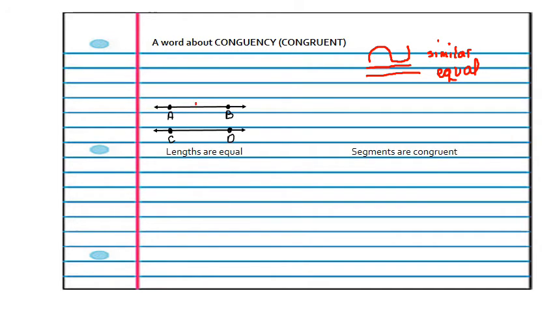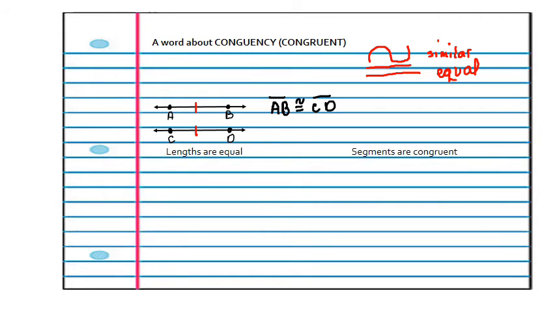Now, when two things are congruent to each other, we use little tick marks to signify that things are congruent. So I'm just going to put a 1 little tick mark here and then a 1 little tick mark here. And basically what I am saying is that segment AB is congruent to segment CD.